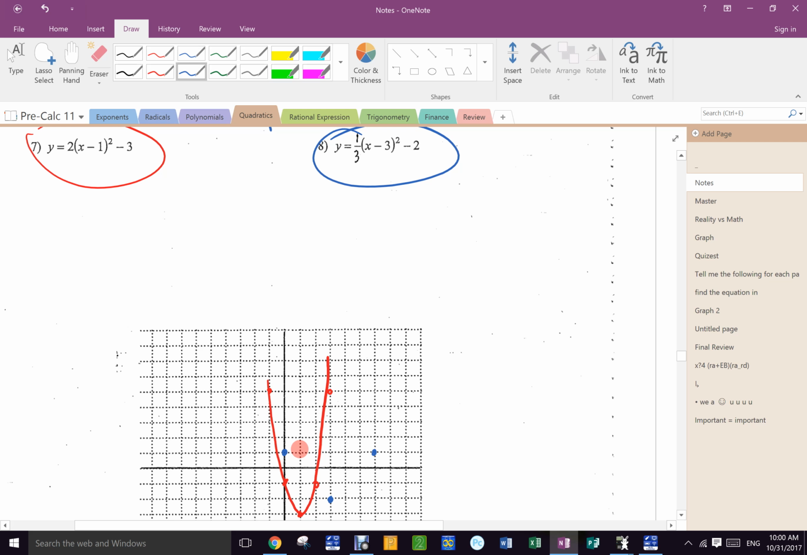And then where should my next point go? 6 over. And instead of going up 36, how far should I go up? 12. So 1, 2, 3, 4, 5, 6. 3, 4, 5, 6. And then 6. 1, 2, 3, 4, 5, 6. So it's this one.